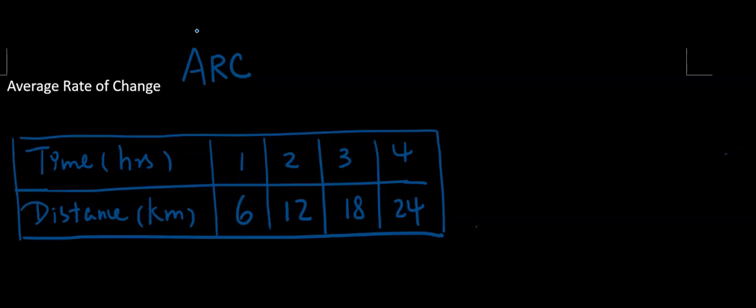Which one is input? Good. Did you say input is 1, 2, 3, 4? Which ones are outputs? 6, 12, 18, 24. Input is also called the independent variable, and output is the dependent variable.